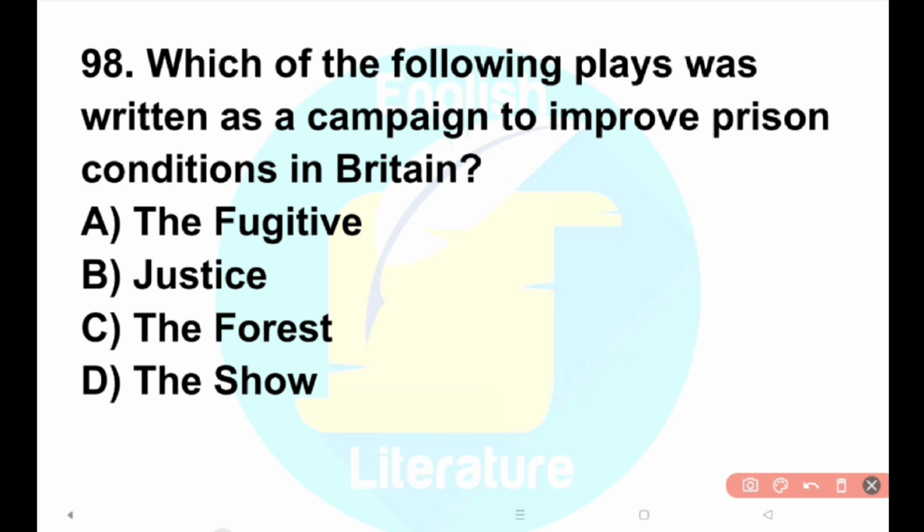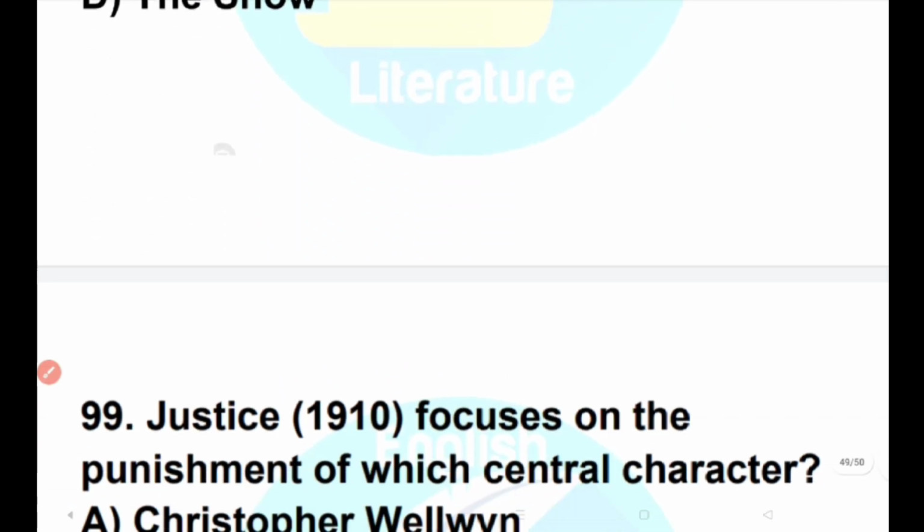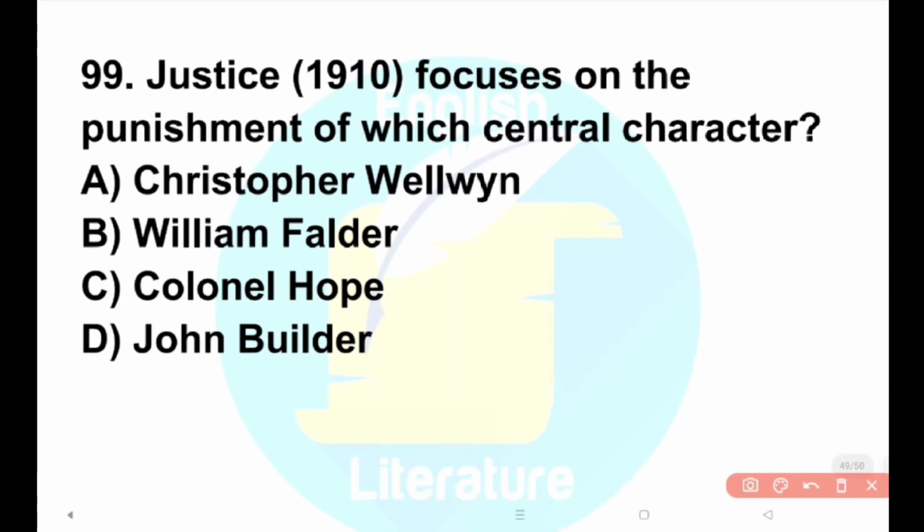Next, second last question. Justice, 1910, focuses on the punishment of which central character? Option B, William Falder, a young clerk who forges a check, is the central figure in Justice, whose harsh punishment drives the play's message.